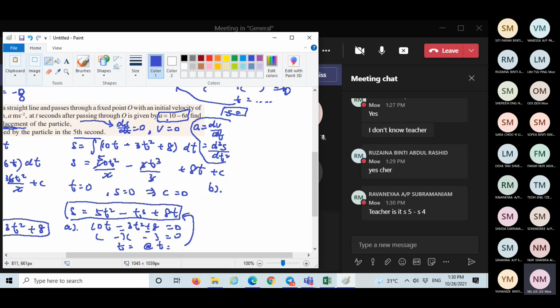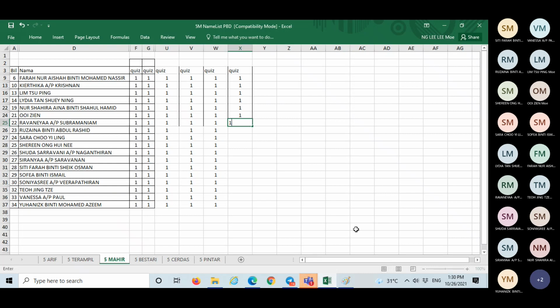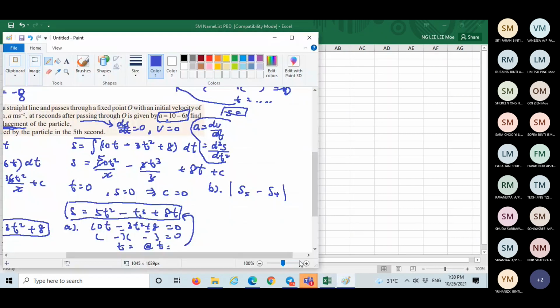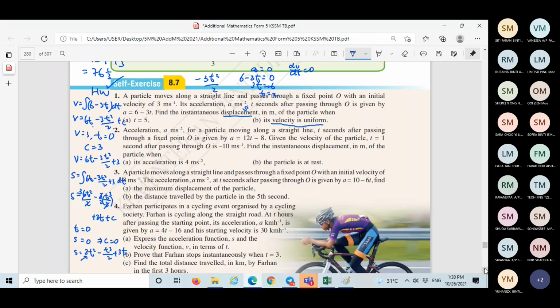S5 minus S4, correct? Okay, thank you, Ravania. So you remember to put the modulus. S5 means you substitute the t here with 5. S4 means you substitute the t here with 4. Then you can find the answer. Okay, we go to the next questions.